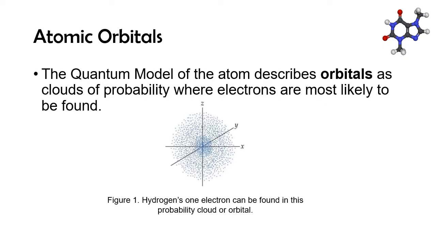According to Erwin Schrödinger, electrons do not travel in a set path around the nucleus of an atom. Instead, they move in clouds of probability. These clouds are called orbitals. The quantum model of the atom describes orbitals as clouds of probability where electrons are most likely to be found.